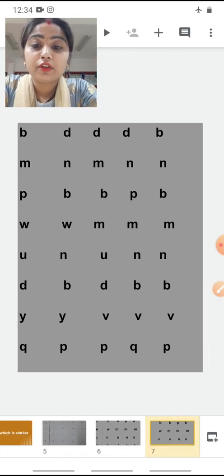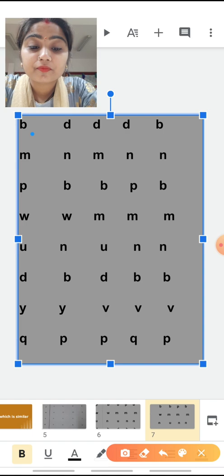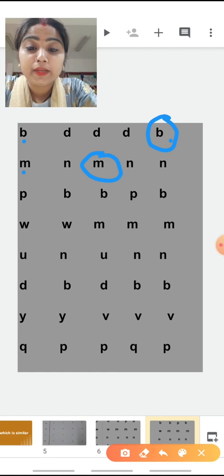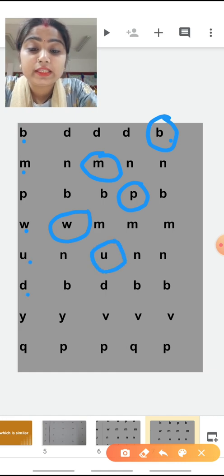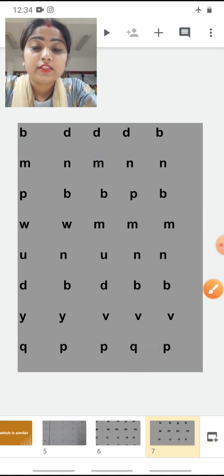So see, in first one we have circled B is similar to B. Then we have circled M is similar to M. Then P is similar to P. W is similar to W. U is similar to U. D is similar to D. Y is similar to Y. And Q is similar to Q. Okay children. So we have done this exercise. Circle which is similar. Okay.